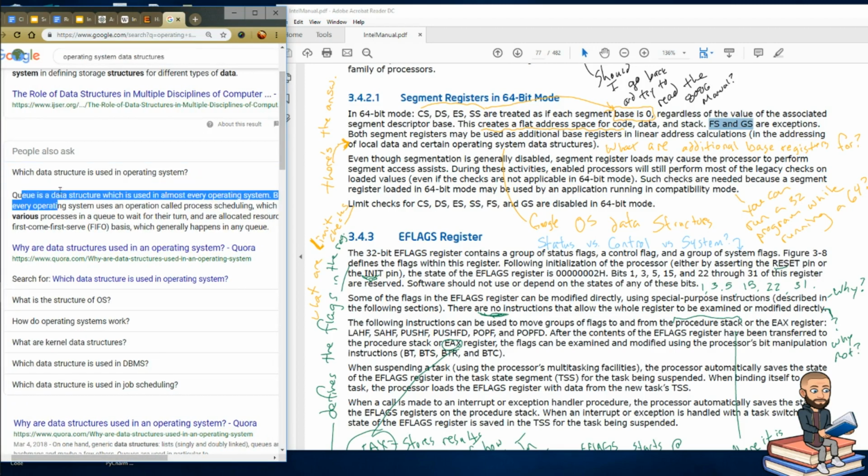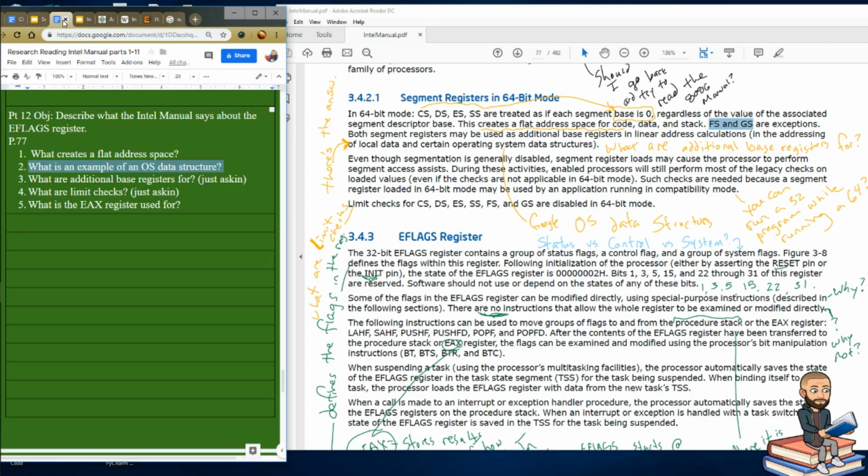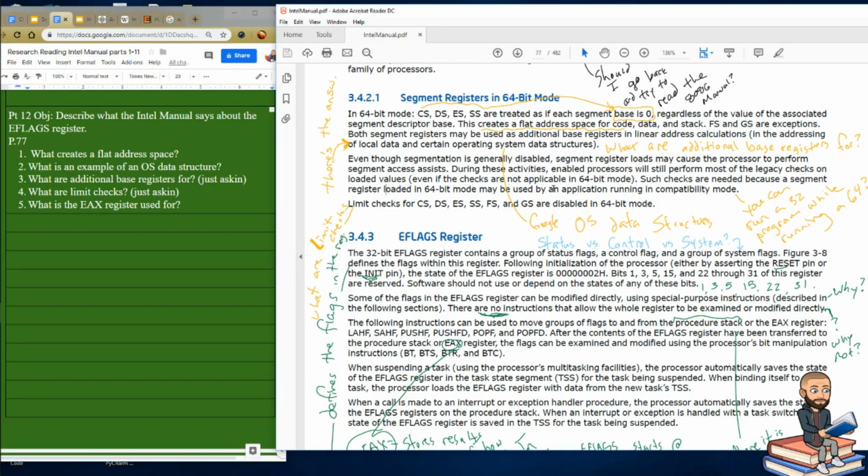The queue is a data structure which is used in almost every operating system, and that's because of an operation called process scheduling. So when another process wants to start, it is put in the queue where it will have to wait for its turn, and the queue is different than a stack in the sense that it has a first in, first out basis. In a stack, whatever you put in last will be the first to come out. So that's called LIFO. So what is an example of an operating system data structure? The answer is a queue.